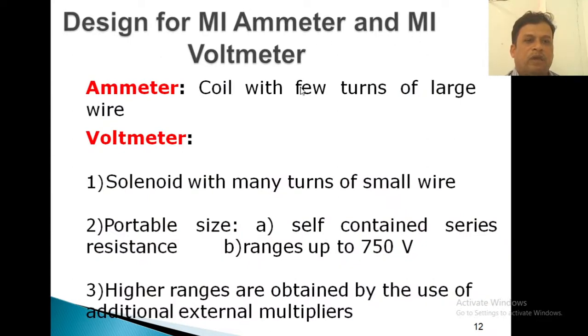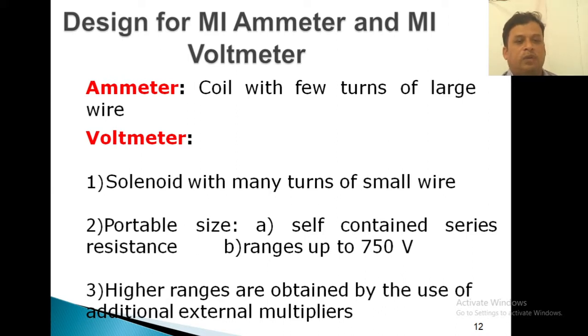The ammeter is a coil with few turns of large wire, and the voltmeter is a solenoid with many turns of small wire. That is the difference. Design of MI ammeter and MI voltmeter: the ammeter is nothing but a coil with few turns of large wire. A solenoid with many turns of small wire is nothing but the voltmeter.